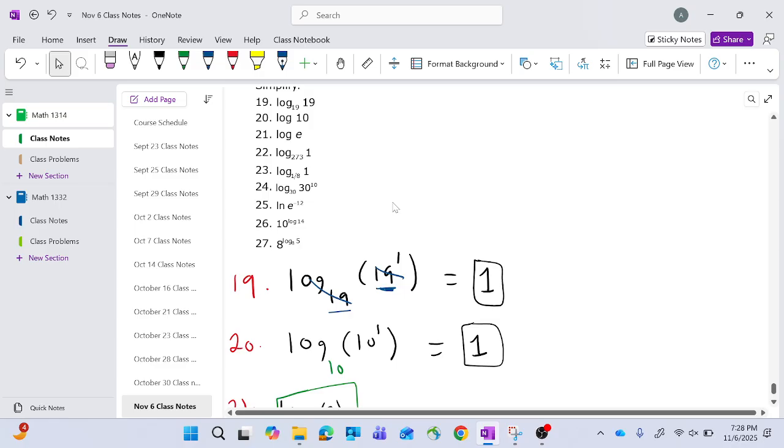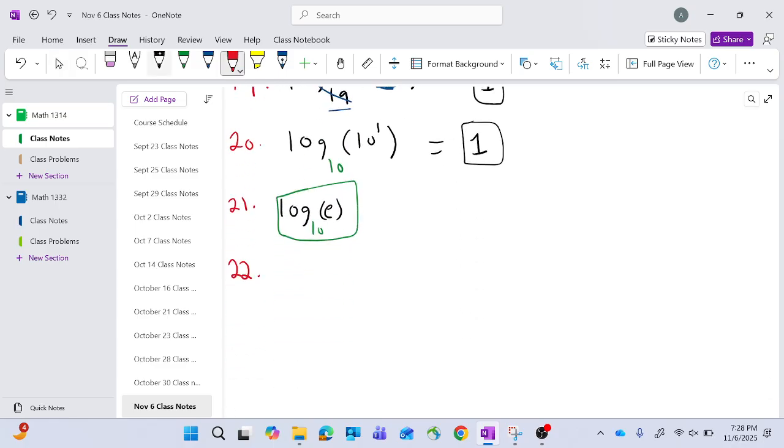Log base 273 of 273 to the first power... Oops, log base 273 of 1. Well, log base of anything of 1 is always going to be 0. Right? Because this is essentially asking 273 to what power equals 1. That's always going to be 0.